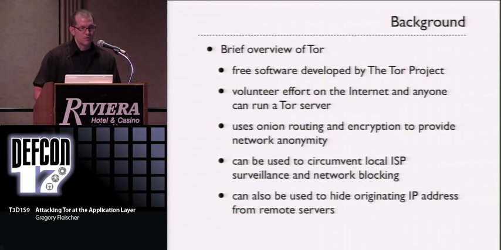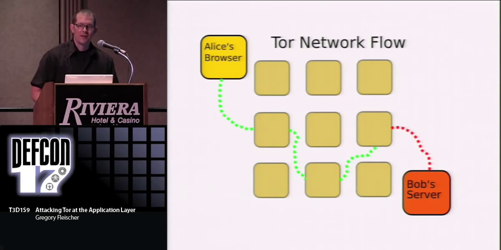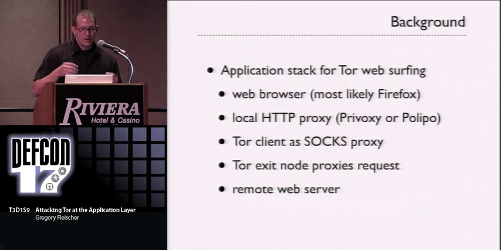It's used to circumvent local ISP surveillance and blocking, as well as hiding your original IP address. So here's a very traditional view of what the Tor network looks like. You have Alice's browser, a set of three nodes that you're going to transit through, and getting to Bob's server.